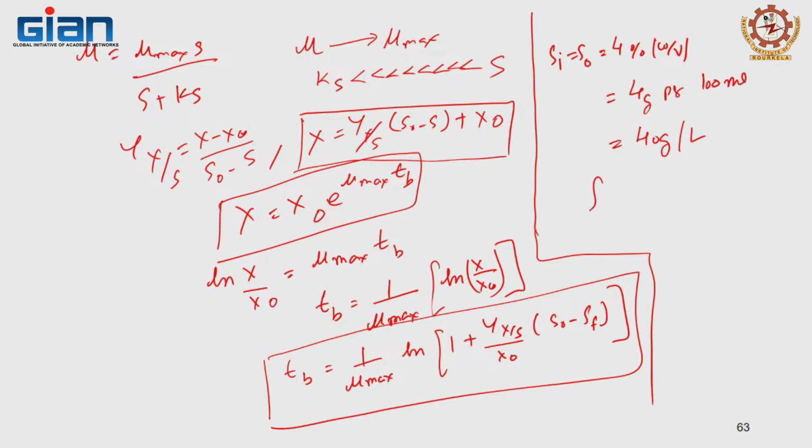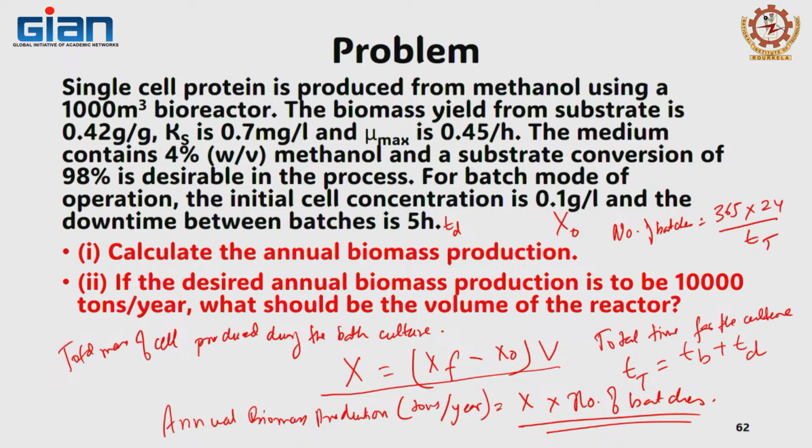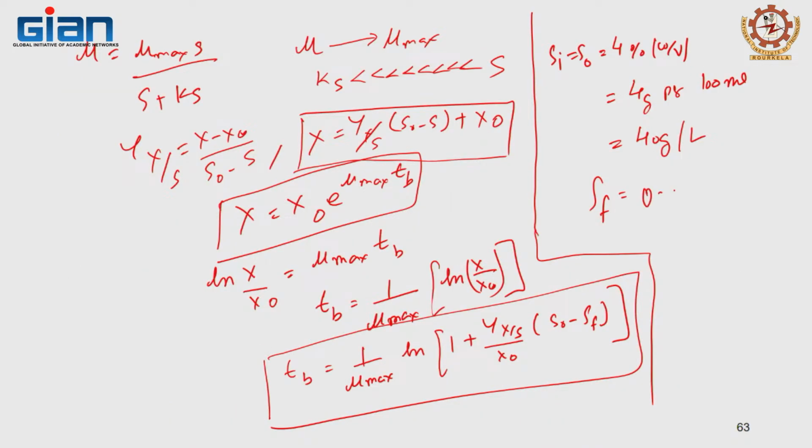What is your S F, S final? A conversion of 98% is desirable in the process. So, 2% is still left. 98% has been converted, 2% is left. So, 0.02 into 40 grams per liter will give you 0.8 grams per liter. So, now you have your S naught, you have your S F.